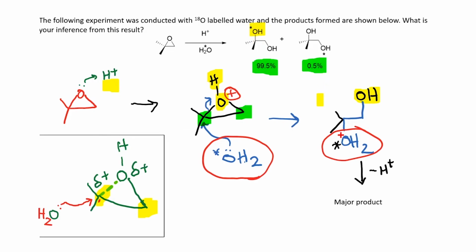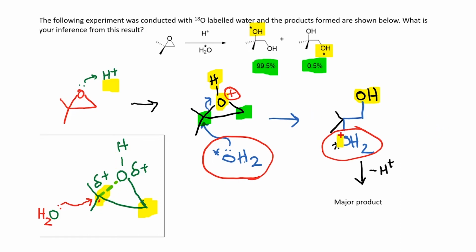Now, looking at the labeling data, we can see that the water label ends up on this carbon, or it ends up on this carbon. So we don't find a situation where the label has gone to both carbons. So what it also means is that there is no exchange going on between the water oxygen and the epoxide oxygen. Okay, so this also could mean that this attack here may be an irreversible step.